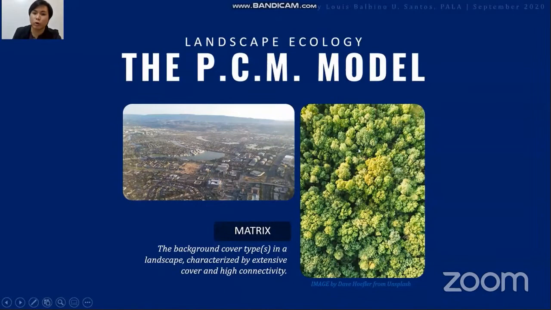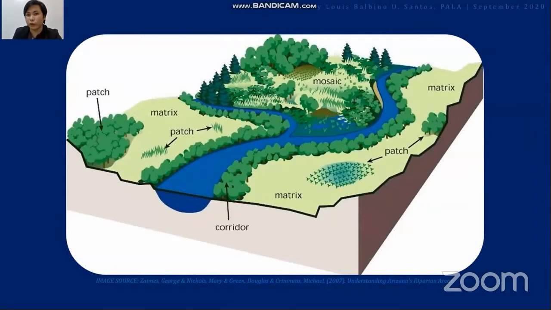And the overall combination of these three patterns is called a mosaic. So matrix and patch and corridors are called a landscape mosaic. And often, this is what we look at when dealing with landscape ecology, the landscape mosaic.